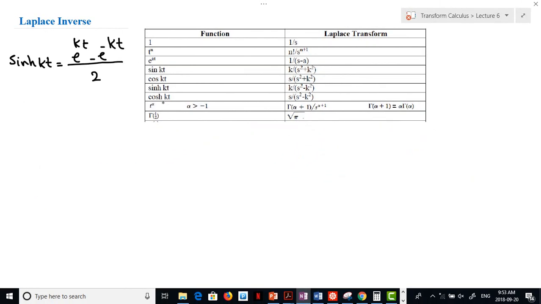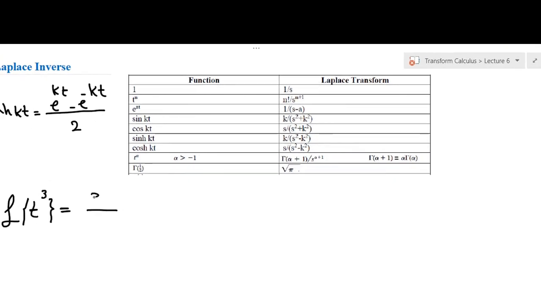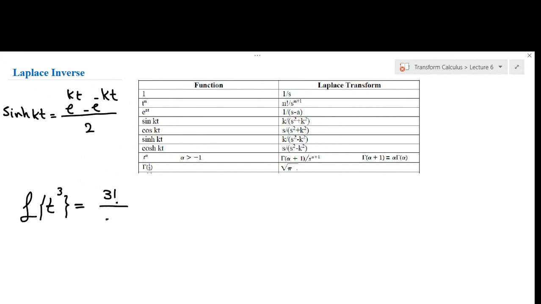As a result, for example, if I ask you find Laplace transform of t cubed, you can easily go to the table. You say, okay, I have it here, t to the power of n, n is 3. As a result, Laplace transform is 3 factorial divided by s to the power of 3 plus 1. So 3 factorial is 3 times 2 times 1, so it's 6. And s to the power of 3 plus 1 is s to the power of 4. Using the table, you can easily find Laplace transform of a function.